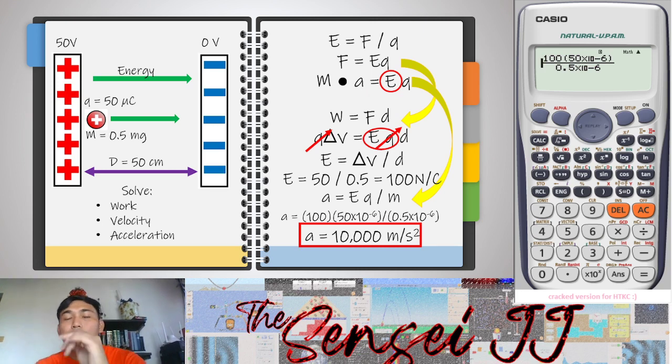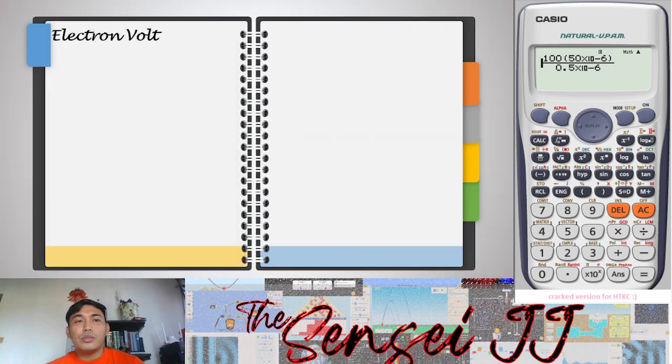We also get our velocity, and lastly, we also get our work. So, tatlo ang nakuha natin. 3 birds, 1 shot. So, alam natin ngayon kung paano makukuha ang mga components na ito. Okay. So, let's move on now to our electron volt.